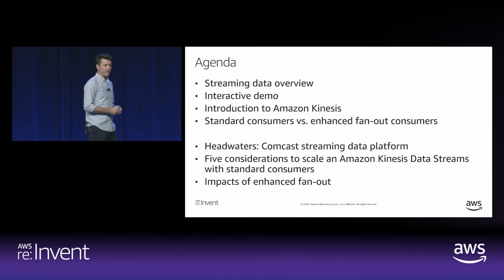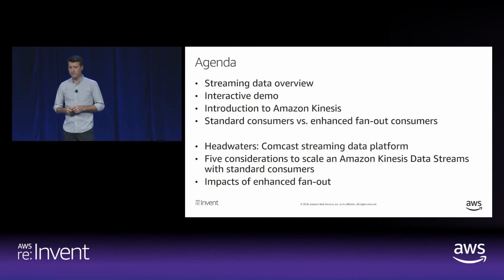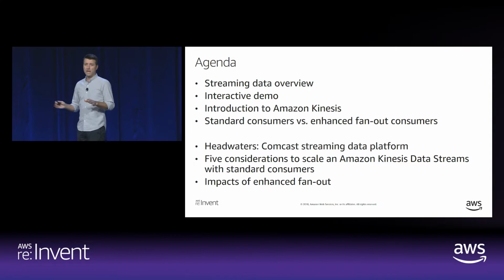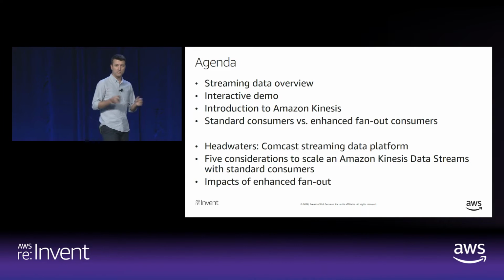We'll do a very quick interactive demo. We're going to do that here at the beginning, just to highlight what it is that we're talking about with streaming data. Then we'll do a very quick introduction to Amazon Kinesis and the 4 services that make up the Kinesis set of services. And then we'll start talking about consuming from Kinesis streams, because there's 2 different ways you can do this, and each of them have their pros and cons. So I want to make sure we jump into that and you understand which model might be best for you.